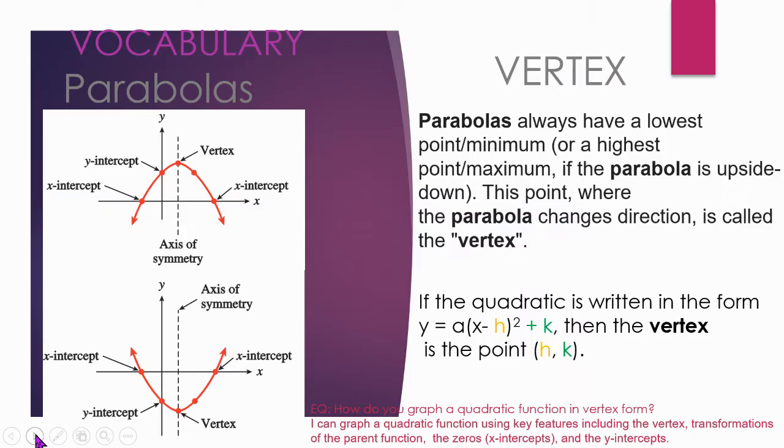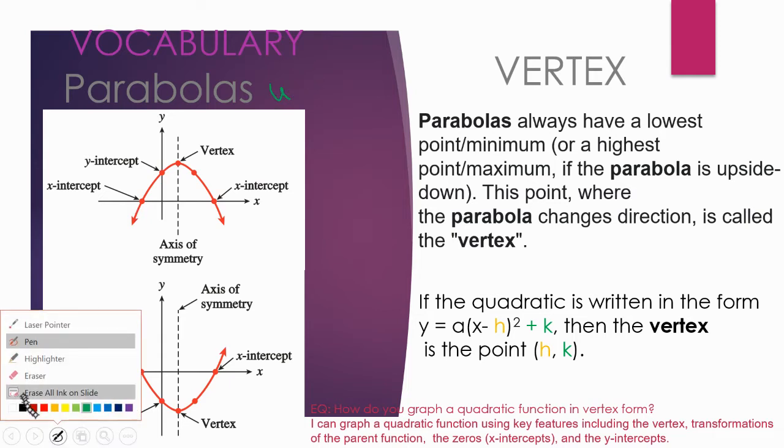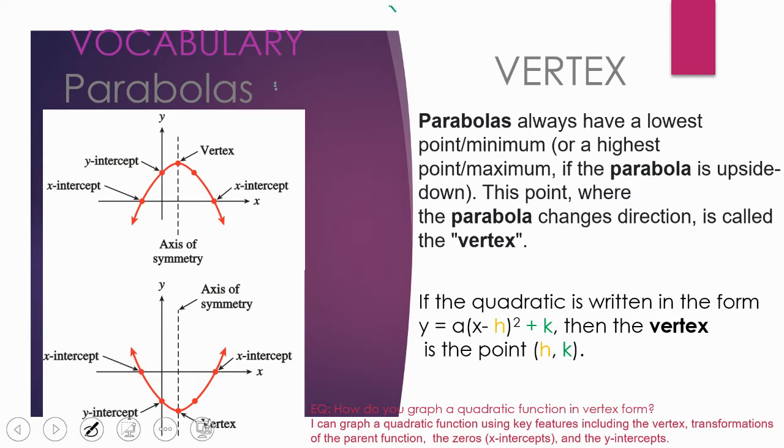All right. So some vocabulary: parabolas. A parabola is the graph of a quadratic. A parabola is just a U-shaped graph. That's what it means, parabola.